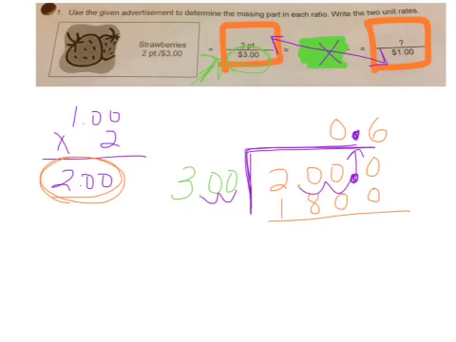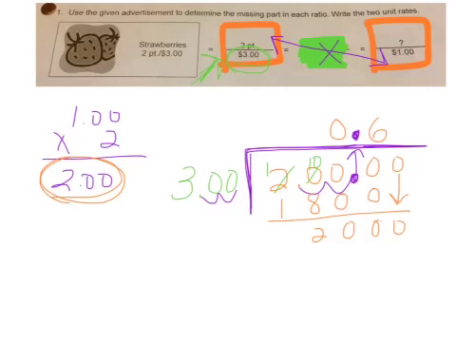So if I subtract 0 minus 0, 0 minus 0, 0 minus 8 is not possible, so I'm going to borrow. 10 minus 8 is 2, and 1 minus 1 is 0. So I have 200 left over. I'm still not going to stop. I'm going to put another digit in my question and bring it down.